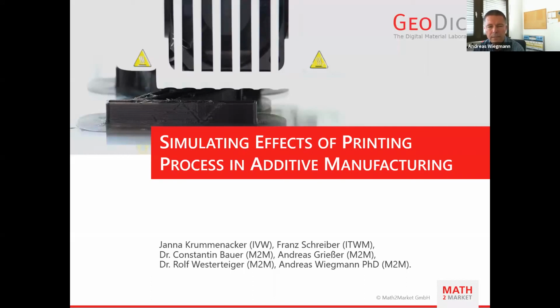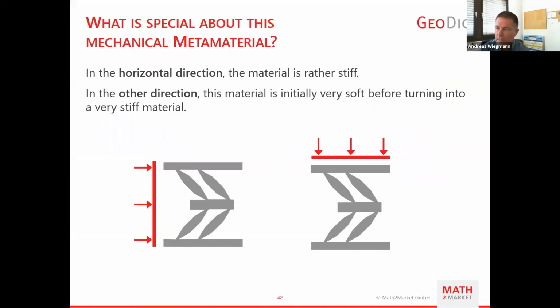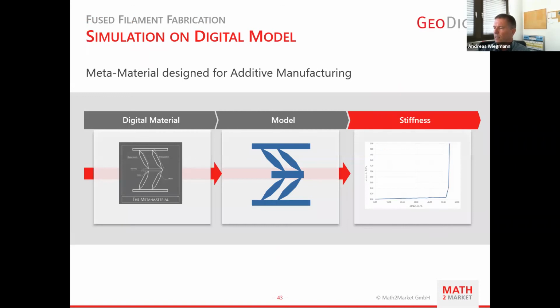Another topic, additive manufacturing, that fits rather well with the previous talk, as 3D printing or additive manufacturing was mentioned there also. We give here a very brief example of a collaboration with two more institutes in Kaiserslautern, the Institute for Composite Materials and the Fraunhofer Institute for Industrial Mathematics, where an example was looked at of a metamaterial that behaves very differently in two different directions. And I'll actually show you that behavior down here.